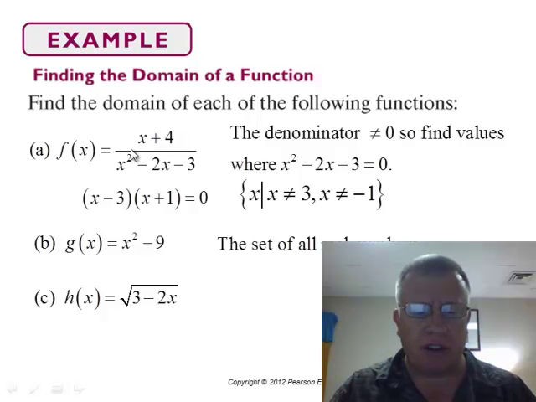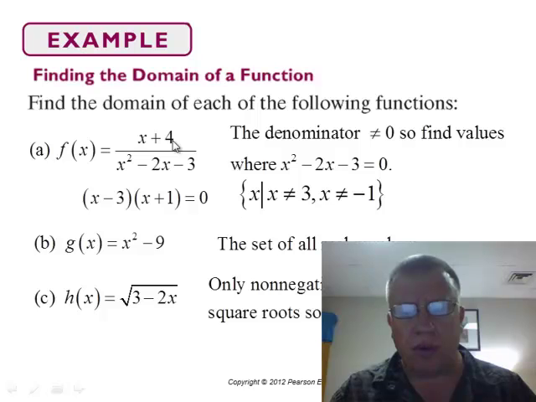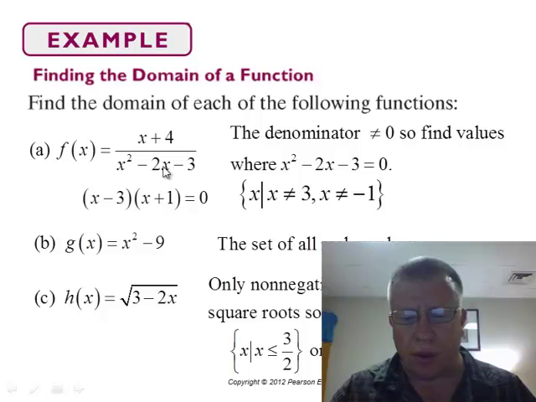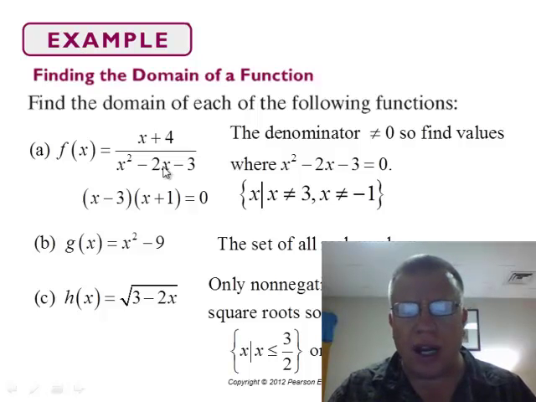What about h here? Well, you cannot take the square root of negative numbers. So only when 3 minus 2x is greater than or equal to 0 will you have a defined function. So you set 3 minus 2x greater than or equal to 0. That means that x is less than or equal to 3/2. You know how to solve inequalities now. So you could write your domain in this set builder notation or with interval notation. That looks like this.